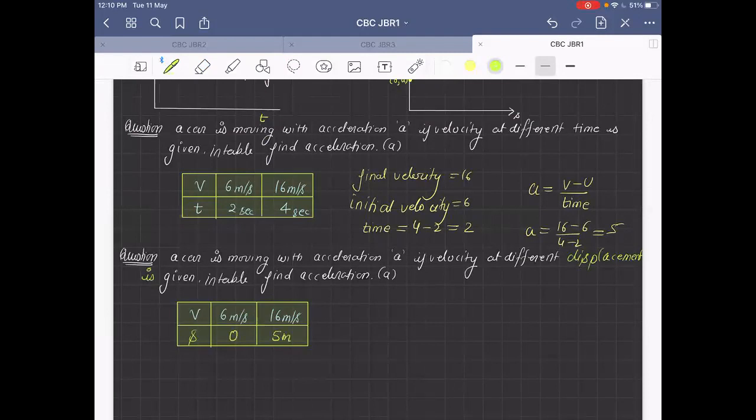Now, do this question. I have already presented the question. We have displacement 0 and 5 instead of time. Why do you guys have to be so fast? Take your time. Take your time.